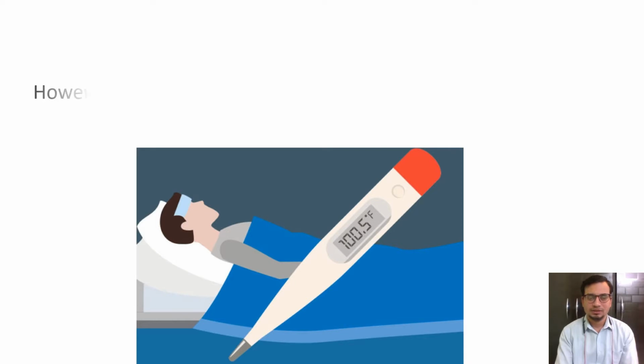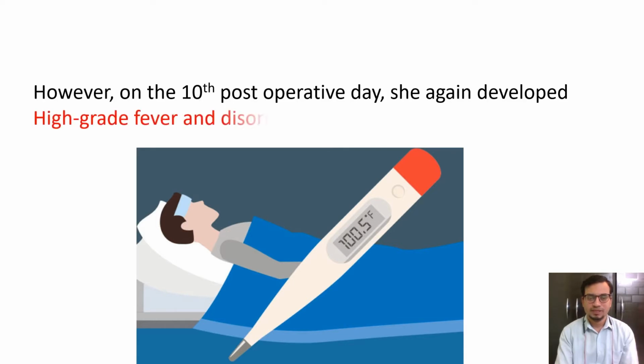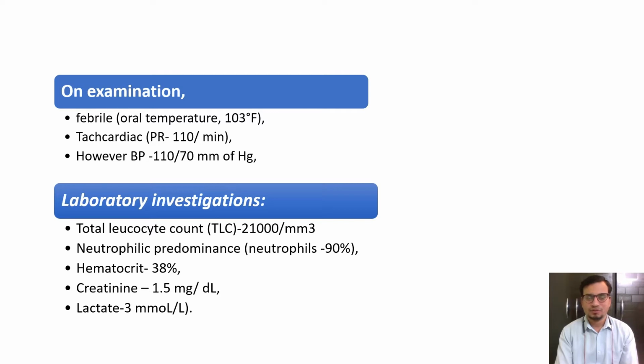Later on, on the 10th post-operative day, she again developed high-grade fever and disorientation. On examination, the patient was found to be febrile with an oral temperature of 103°F. There was tachycardia. However, the blood pressure was normal, and laboratory investigation showed a total leukocyte count of 21,000, neutrophilic predominance of 90%, hematocrit 38%, creatinine 1.5, and lactate 3 millimole per liter.